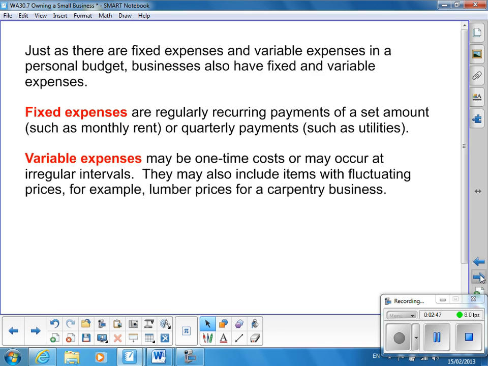Just as there are fixed expenses and variable expenses in a personal budget, which we looked at last semester in Math 20, businesses also have fixed and variable expenses. Fixed expenses are regular, recurring payments of a set amount, such as monthly rent or quarterly payments. Another fixed expense might be a loan payment for a piece of equipment. Variable expenses may be one-time costs or may occur at irregular intervals. They may include items with fluctuating prices, such as lumber prices for a carpentry business.